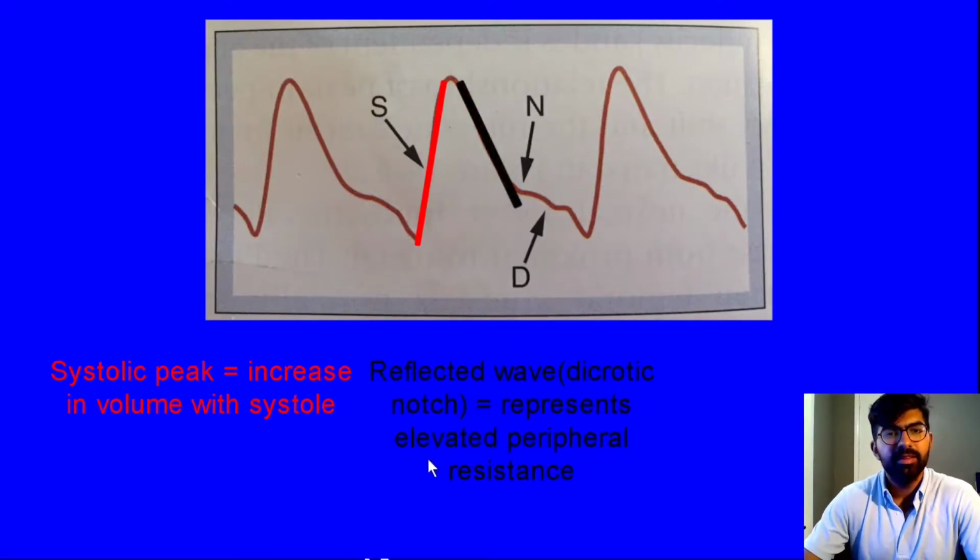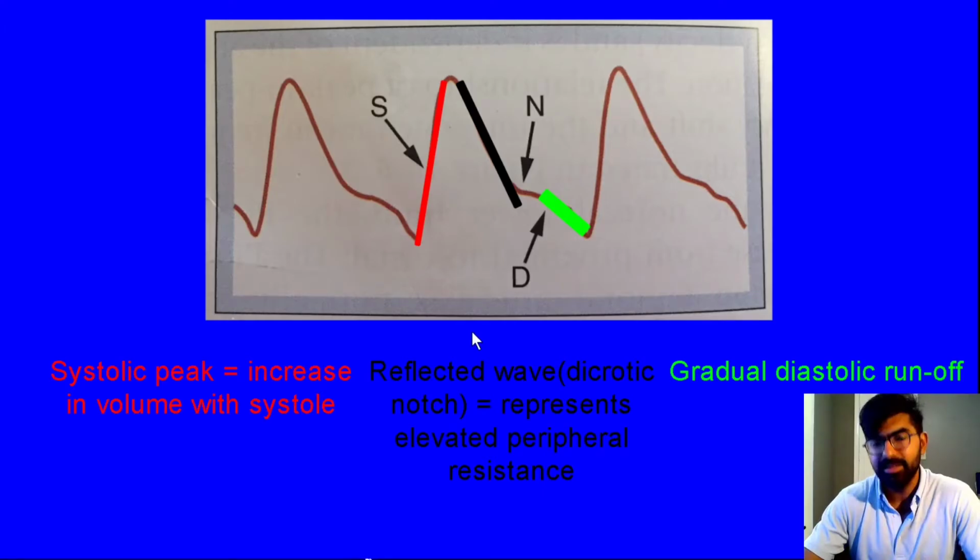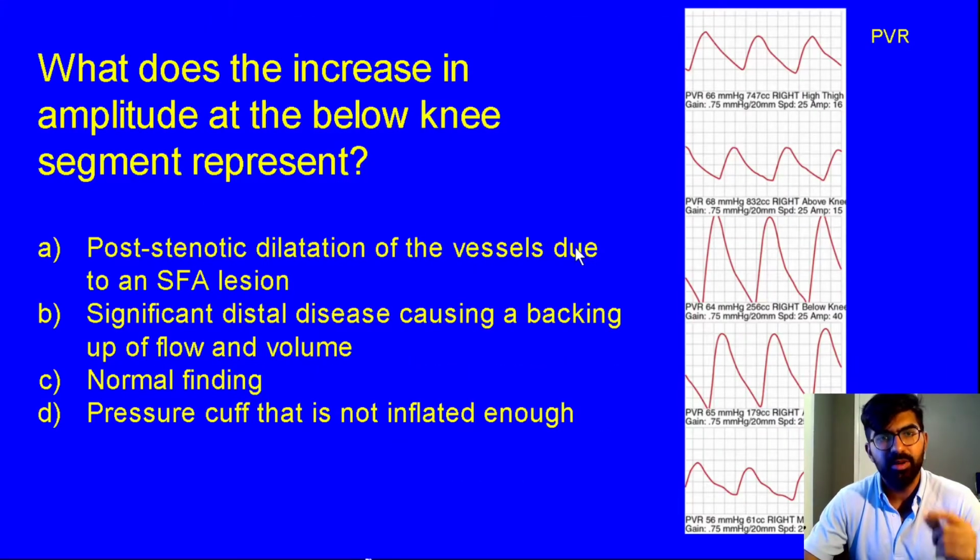Now, you get a reflected wave, a dicrotic notch, which represents an elevated peripheral resistance. So in systole, the volume increases, it hits a peak, and then that volume decreases. As it decreases, the elevated peripheral vascular resistance does cause a dicrotic notch, okay? And then finally, in diastole, you have a gradual runoff. So the volume then decreases back to a baseline. So with this in mind, okay, again, it's a different concept. Let's go on to looking at these waveforms.